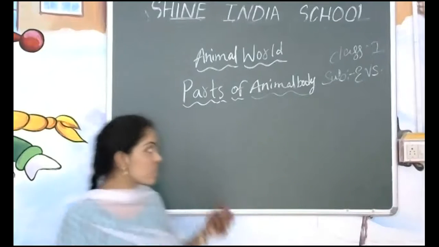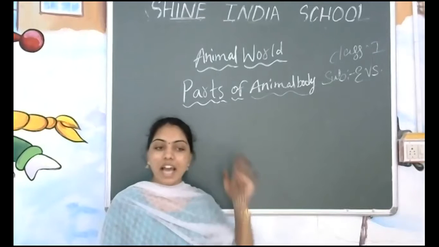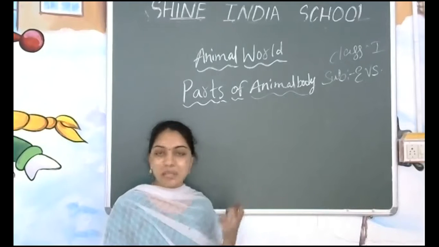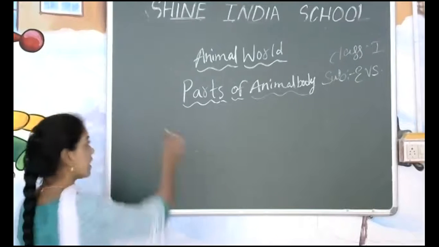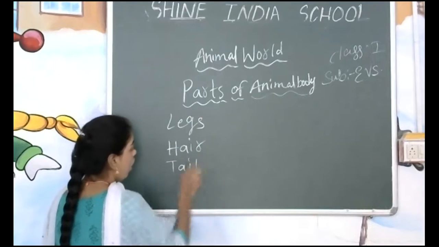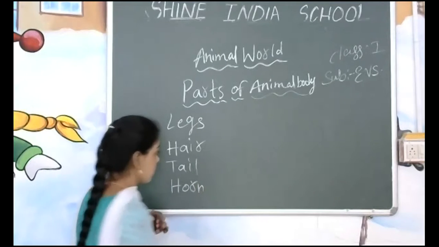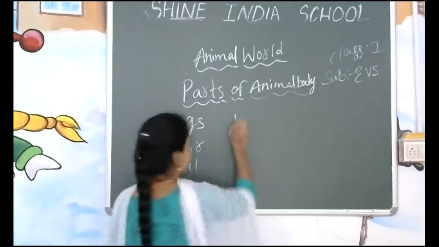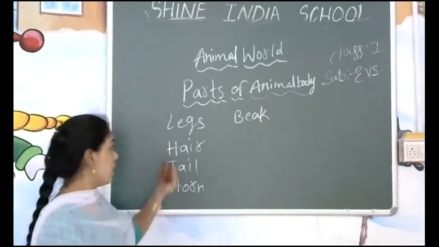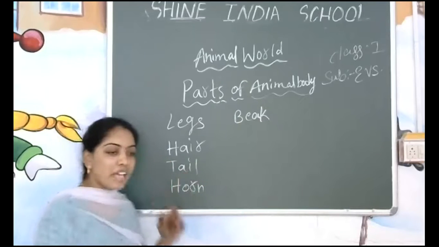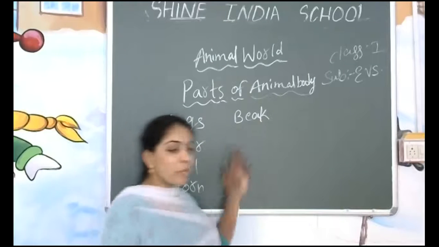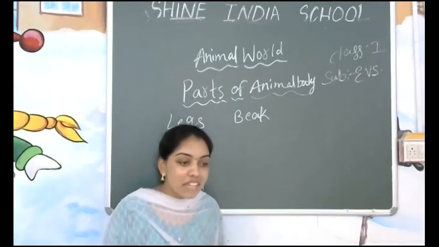Now we are going to discuss parts of the animal body. Just as we have hands, legs and so on, in the same manner animals also have some body parts like legs, tail, horn, beak. Animals have legs. Animals have tails, particularly hair. Animals have horns. Horns are pretty common. Next, some of the birds have a beak.